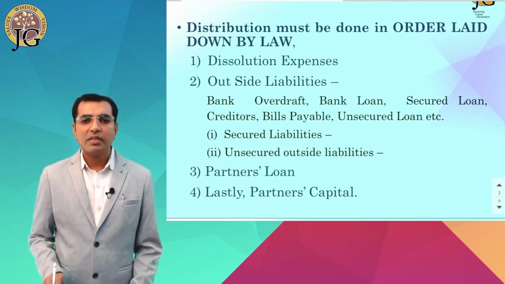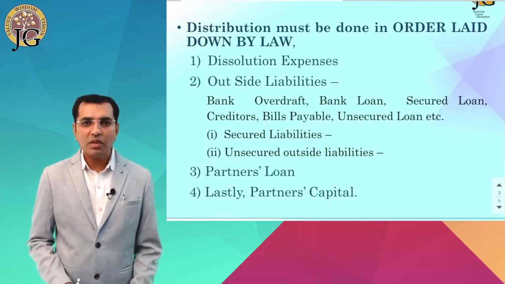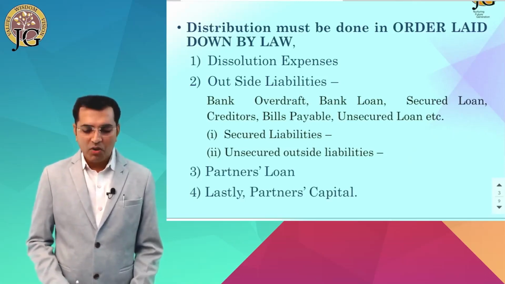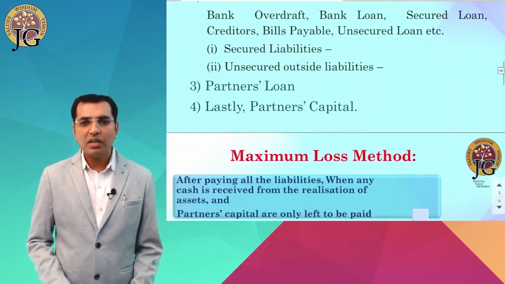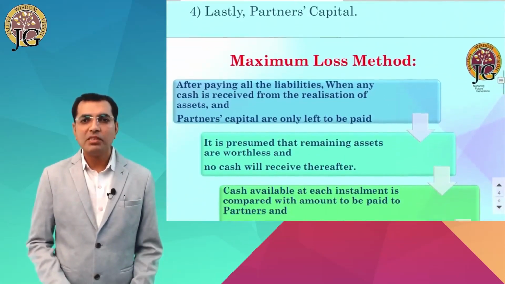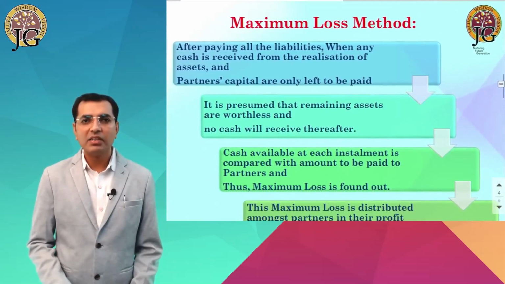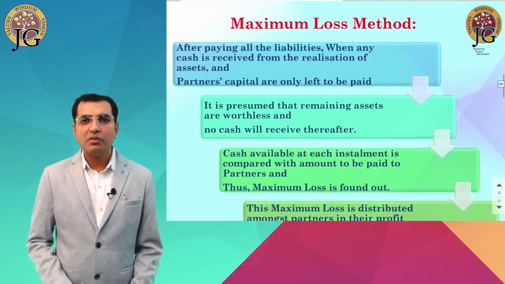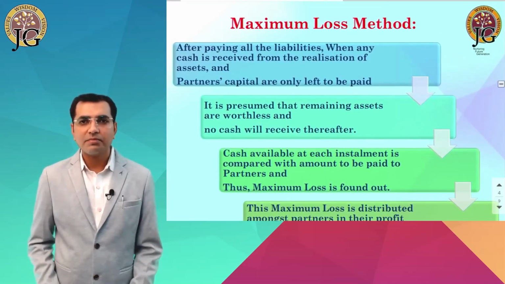Then the firm has to pay partners' loan if the partners have given a loan to the firm, and lastly partners can take their contributed capital. So these are the four orders you must maintain while distributing cash in piecemeal distribution of cash. Now there are two methods of piecemeal distribution. One is the surplus capital method and another one is the maximum loss method. Today, as I told you, we are going to discuss the maximum loss method.